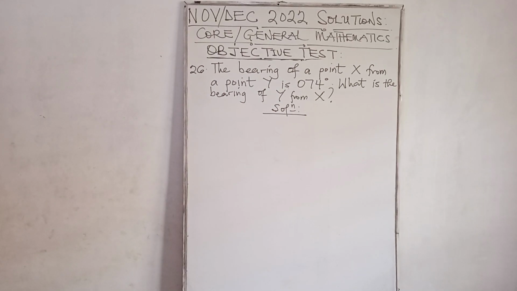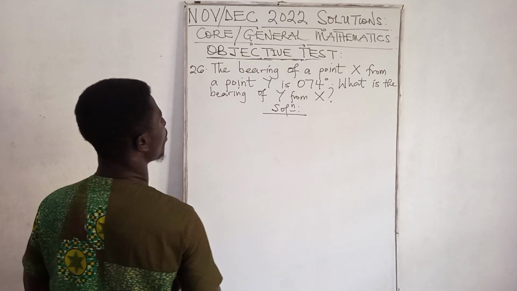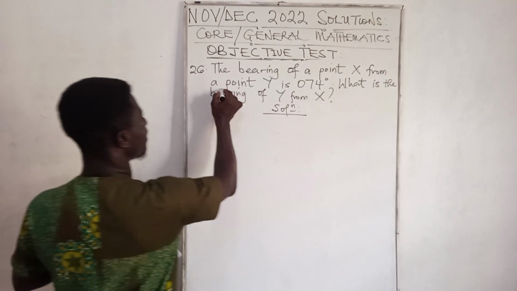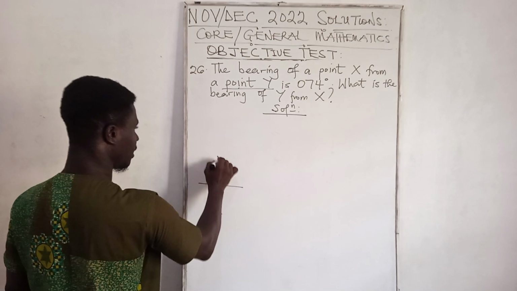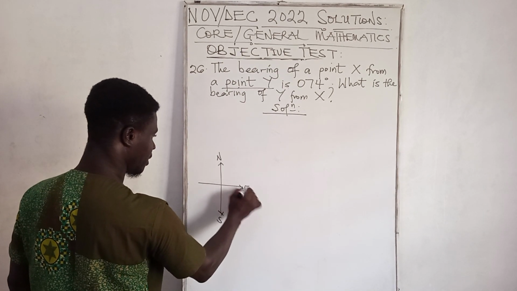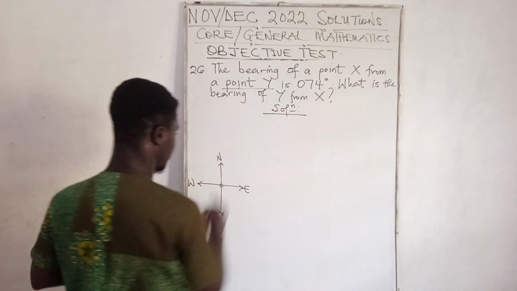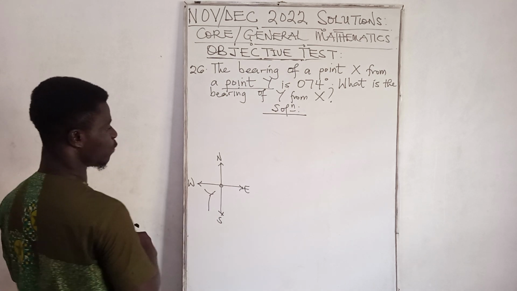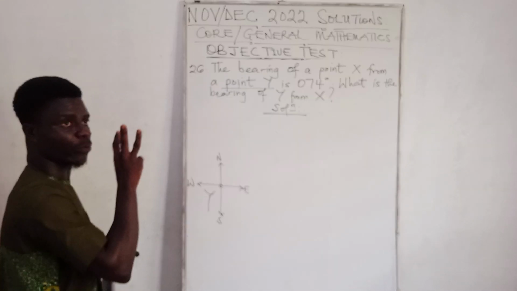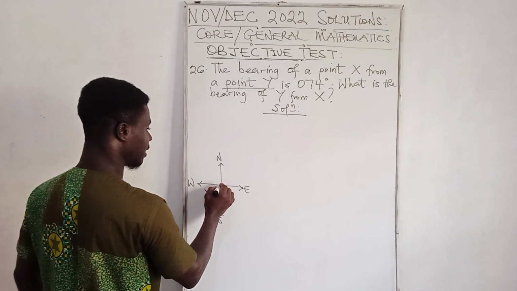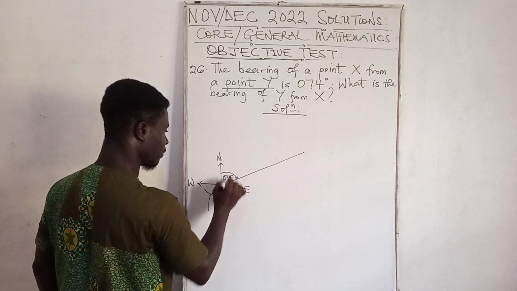If you don't like that, you can solve it another way. They are saying the bearing of a point X from a point Y, so the starting point here is Y. I draw my cardinal points: north, south, east, then west, then I have my origin. So I have my Y here, and 74 degrees can be located here. That's 074 degrees, the three-figure bearing.